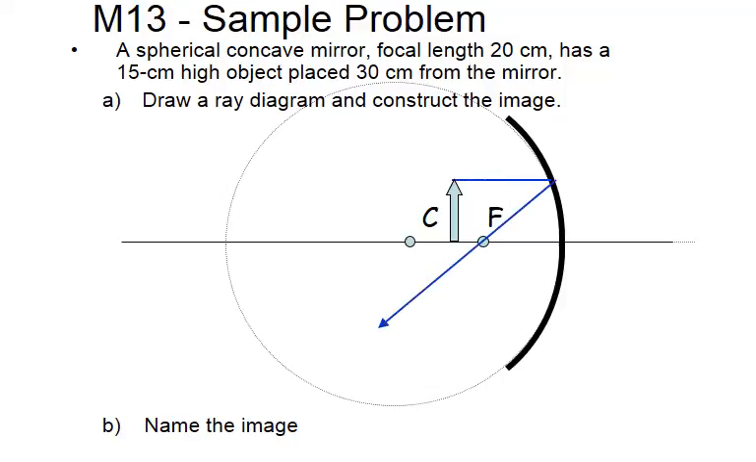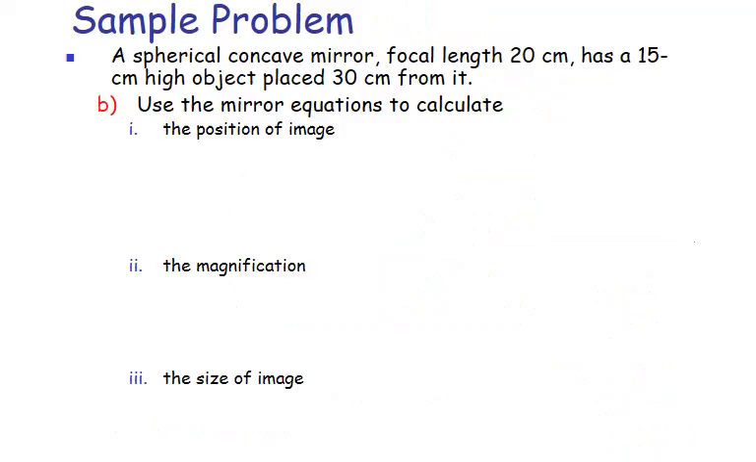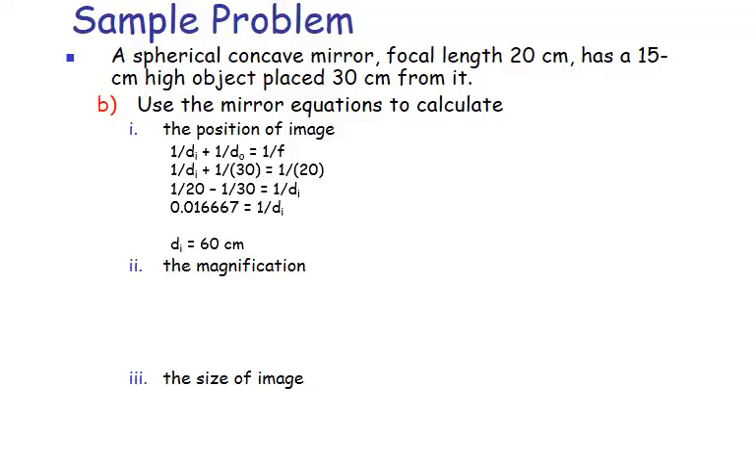All right, so here's the parallel ray going through the focus. We can draw the focal ray as well. And so it ends up here. So we have a real image. It's on the positive side, shiny side, real, inverted, and enlarged. And we should get for our distance 60 centimeters, magnification of -2, which means it's twice as big, but it's inverted. And then the size comes out to be -30.